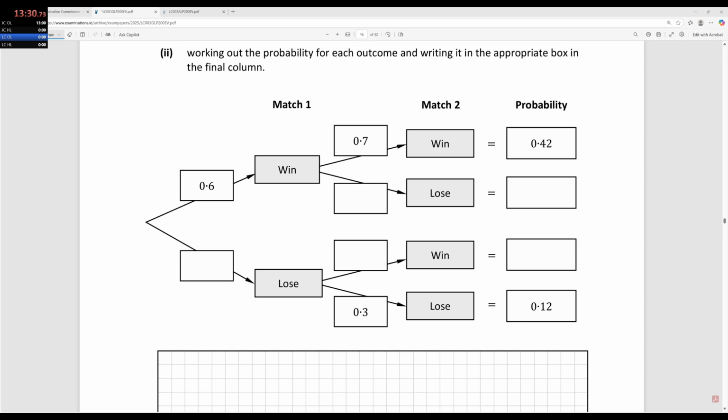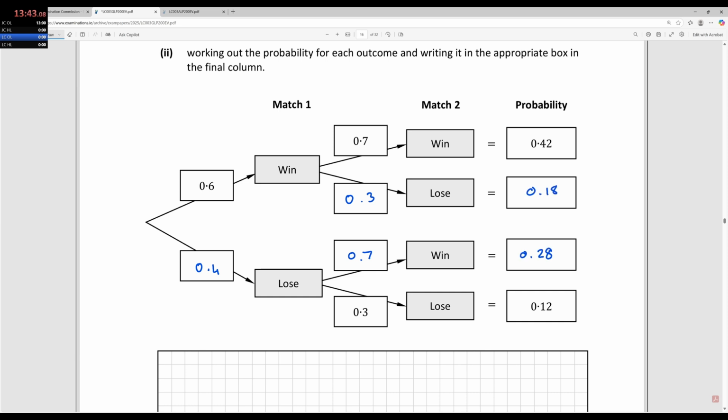So this would have to be 0.4 because they add up to 1. This would be 0.3 because that adds up to 1. This would be 0.7. And then you multiply them as you go. So this would be 0.18. This would be 0.28. And to check, they should all add up to 1. That would be 60 and that would be 40.